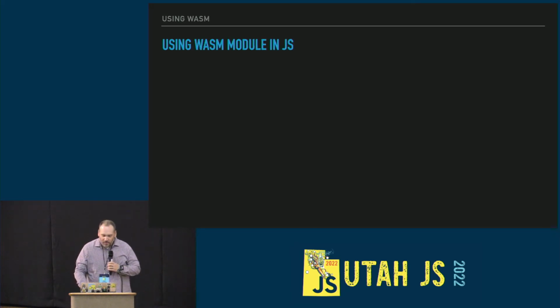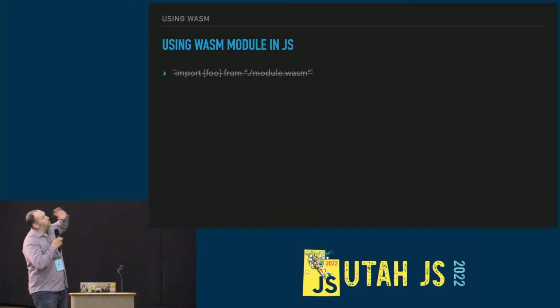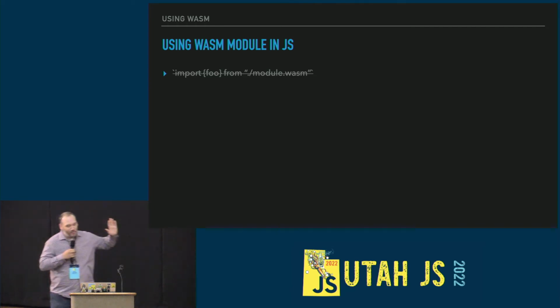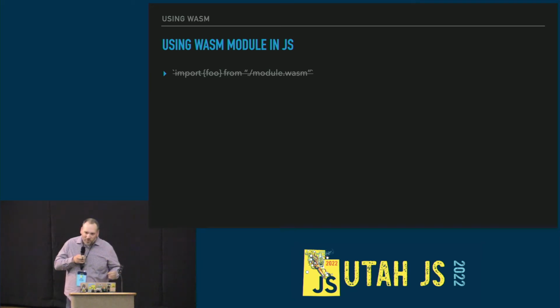Okay, so now how do we use these in JavaScript? This would be amazing. It's crossed out. This would be amazing if you could do this: if you could just say import foo from my WASM module. There's a proposal to do that, but you can't do that.